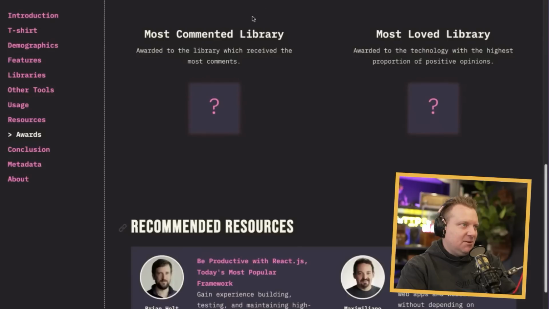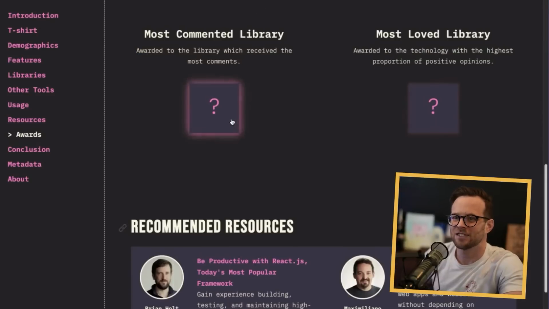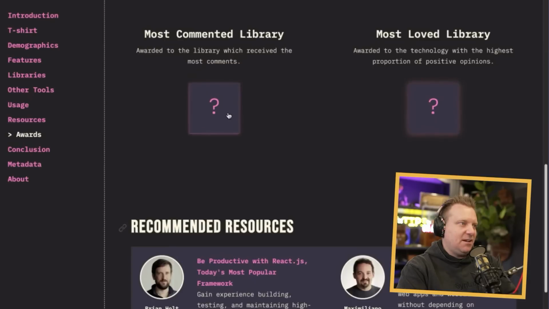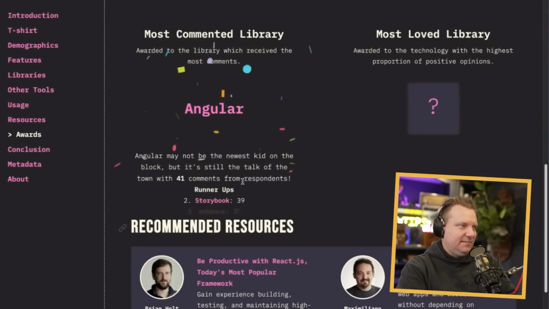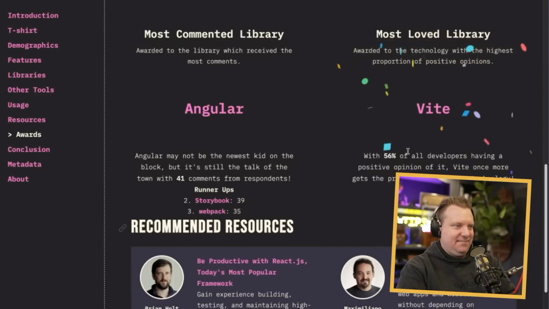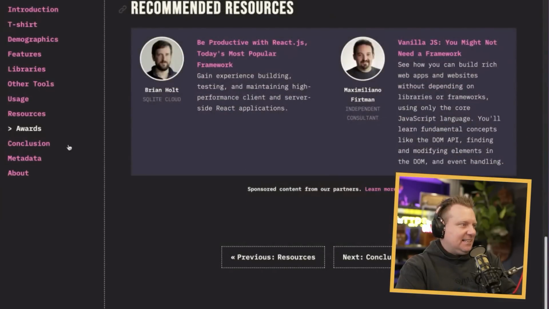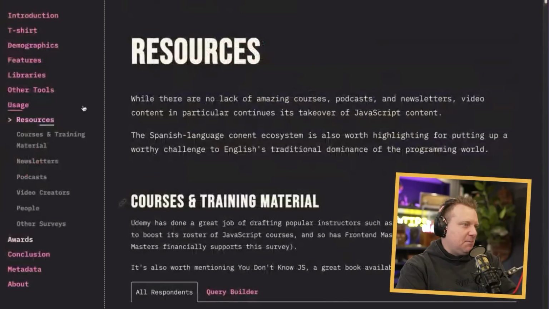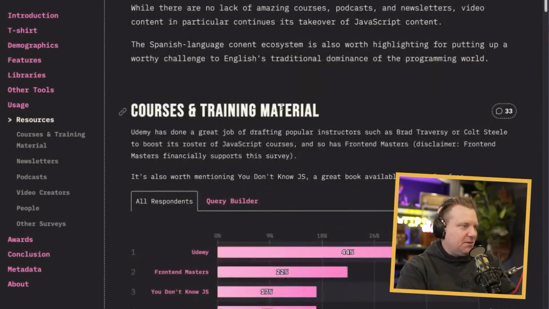Totally. Most commented library, awarded to the library that received the most comments. React. Next.js. I'm going to say Nest.js. Angular. Storybook and Webpack. I'm floundering on these. Most loved library, Vite. Or Vitest. It is Vite. Yeah. Beautiful. That's great.